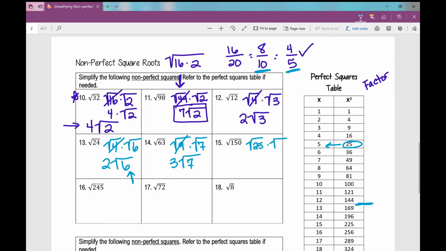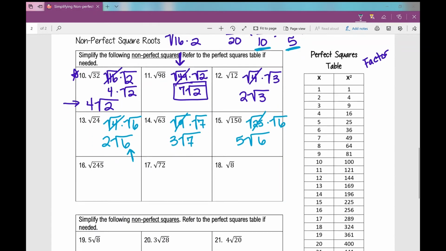25 times what is 150? 25 times 6, which means the square root of 25 times the square root of 6 is the square root of 150. What is the square root of 25? It's 5. So 5 square roots of 6. That's my answer. This perfect squares table comes in handy, huh? You can always make one. If you're not allowed one on a test or something, you can always make one. It's really nice to refer to.